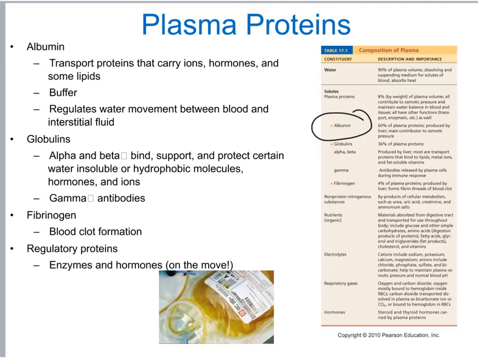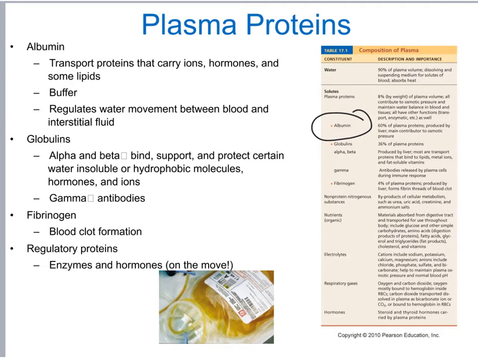So we have other different plasma proteins, including globulins. This is about 36% or so, maybe a little more. These are made by the liver. You know I love the liver, so I have to give props to the liver. Most of these are transport proteins that bind to lipids, fat-soluble vitamins, and things like that. But we also have gamma globulins, which are antibodies, which we'll talk about later when we get to the immune system.